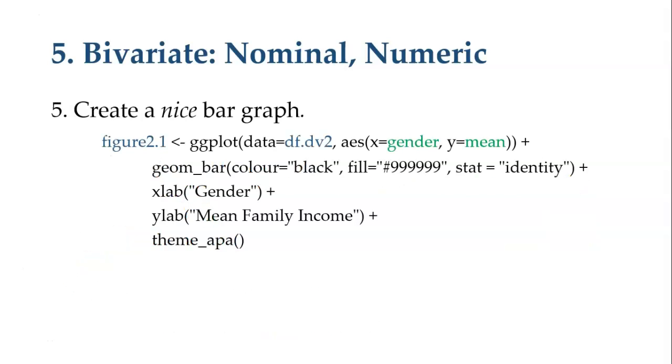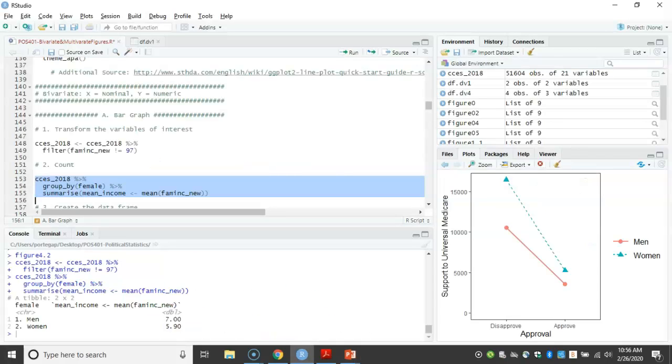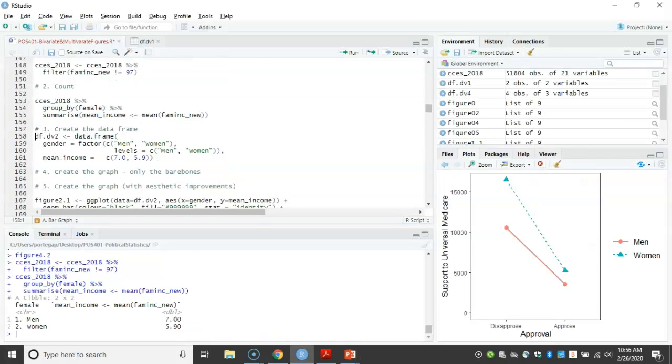Okay, so now you need to learn how to create a nice bar graph, and it's basically the same. Oh my God. I don't know why, but I don't have the data frame here, but I have the data frame here. I'm going to show you. It's basically the same. You create a new data frame and you create your independent variable, which is men, women, with the levels or categories, men and women. And you just create a new variable called mean income which has the mean income of men, 7, and women, 5.9. Okay? So you create that.